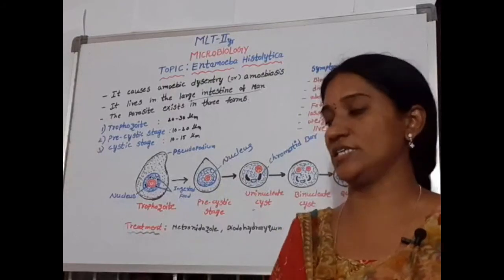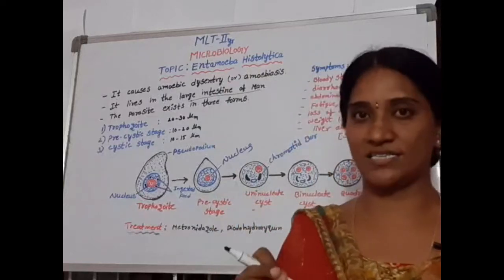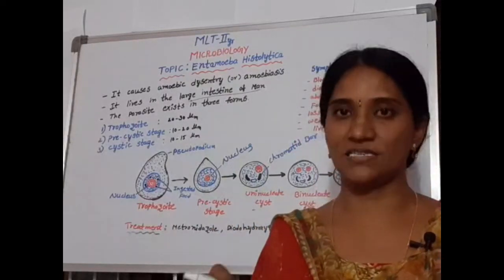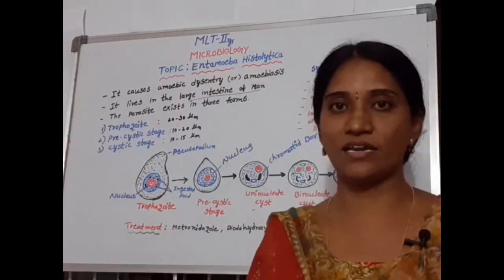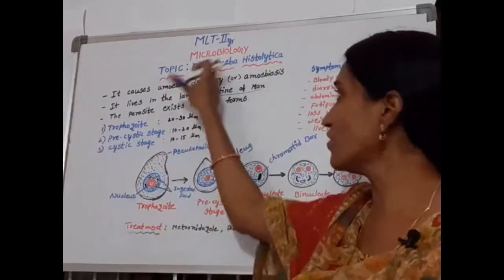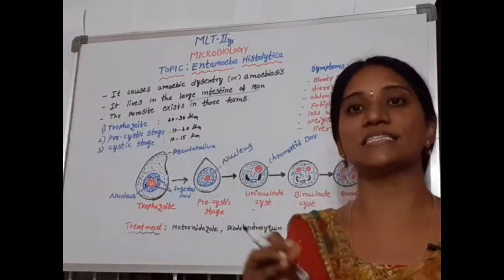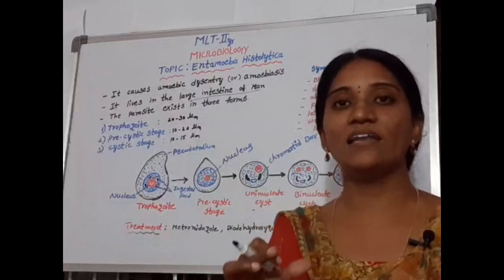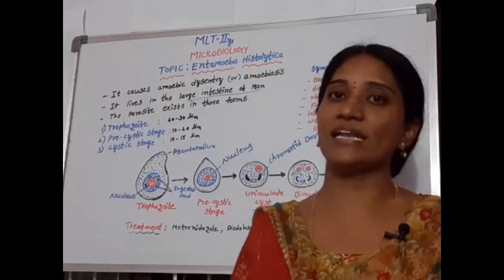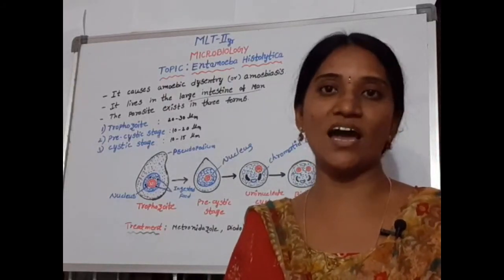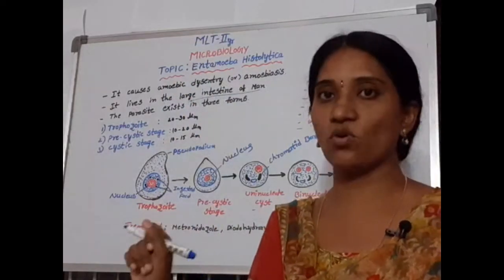And the lab diagnosis: for diagnosis of this disease, we can collect stool or pus as the sample. Microscopic examination, serological tests, and PCR techniques are useful for the diagnosis of Entamoeba histolytica.